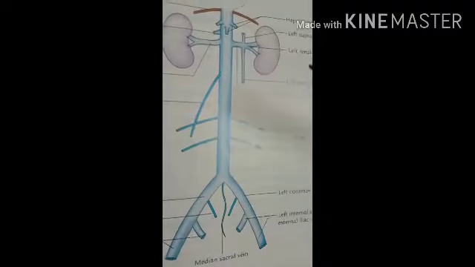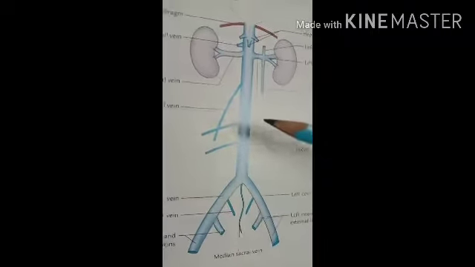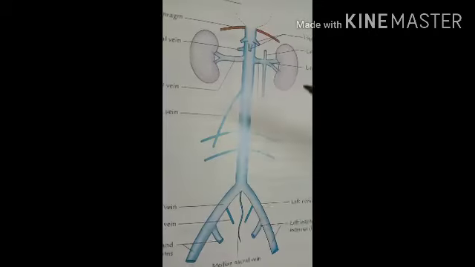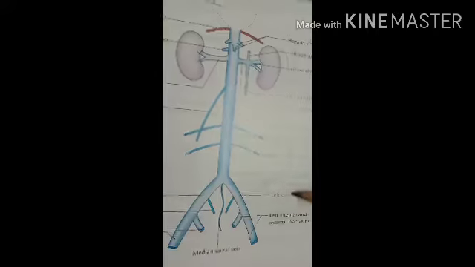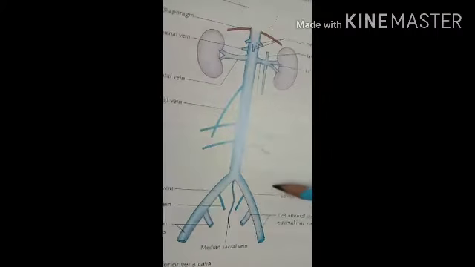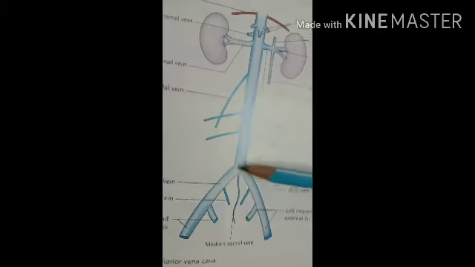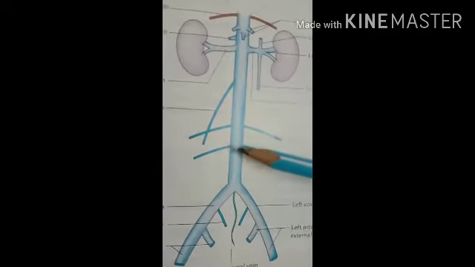The inferior vena cava receives the following tributaries. First, three formative veins: the two common iliac veins, here you can see the right common iliac vein and the left common iliac vein, and the median sacral vein. These three veins enter into the inferior vena cava.